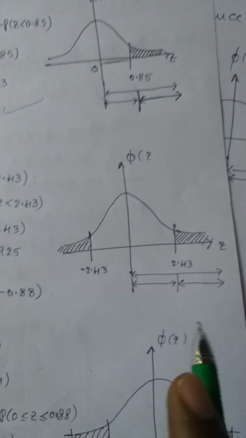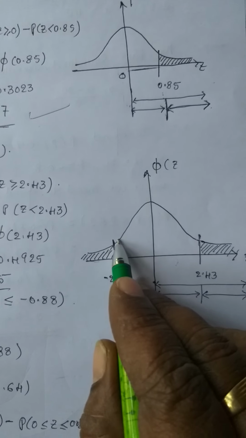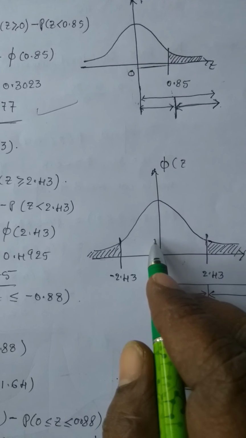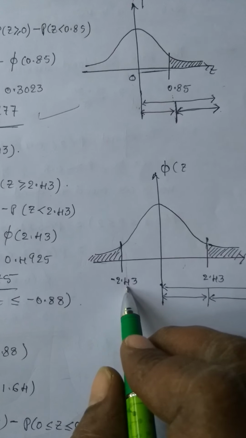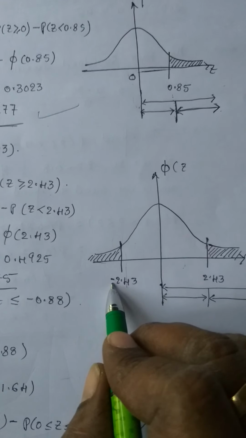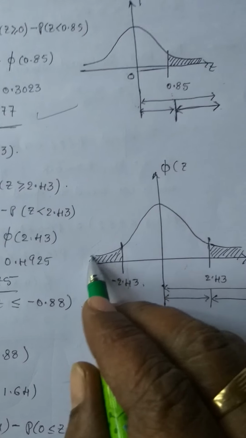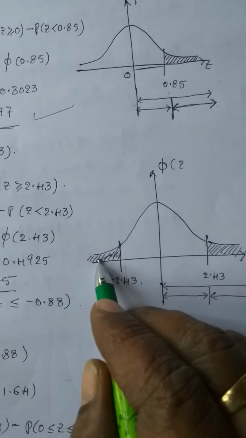Now again I'm going to consider the bell-shaped curve. What I have to calculate here is Z less than minus 2.43. So somewhere I'm going to take in the left side, since it's a negative quadrant, I'm going to take minus 2.43. Since it is less than that, I have to take this one. So this is the shape that we have taken, from here to here.